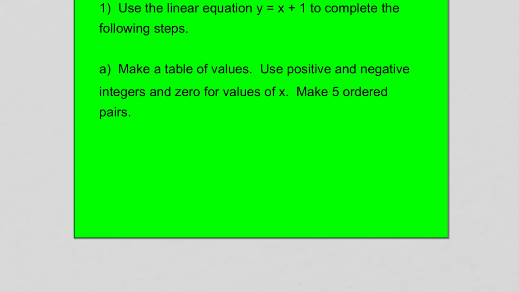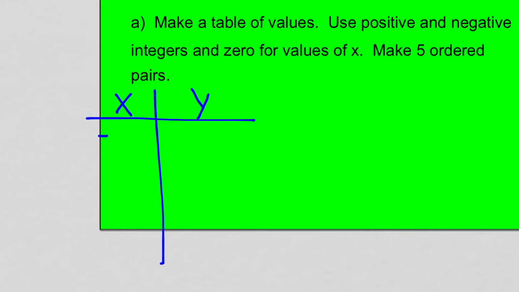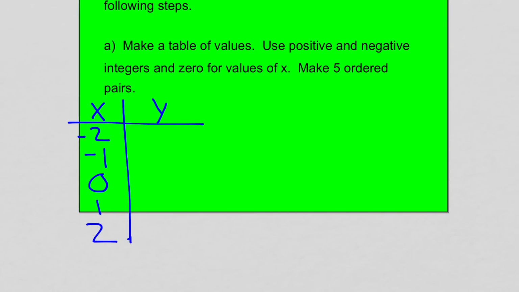So what we did is we made our table. And our left-hand column is x and our right-hand column is y. And we use the criteria from the question. We're going to use positive and negative integers and 0 for x. So let's keep it simple. For our negative integers for x, let's use -2, -1. It says we have to use 0. We have to use 0 for a value of x. And for our positive values, let's use 1 and 2. So that's how we started out.